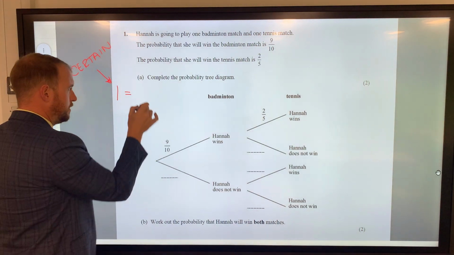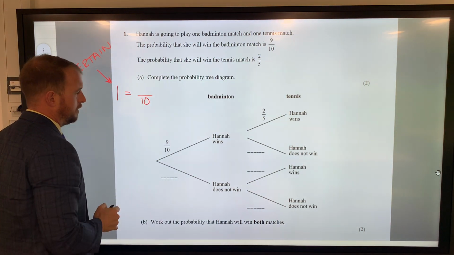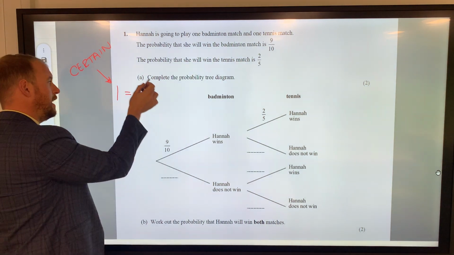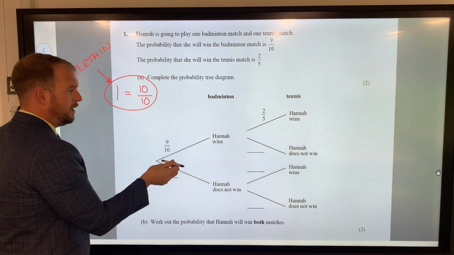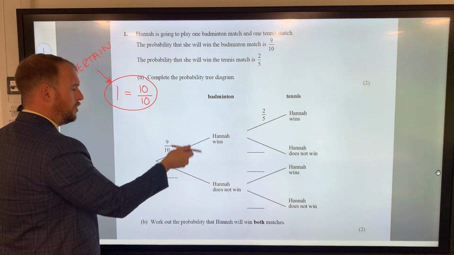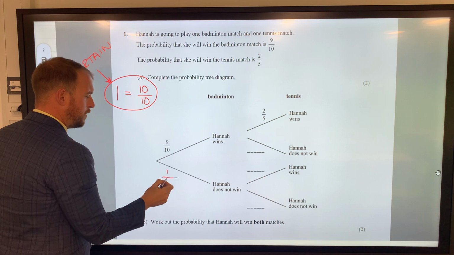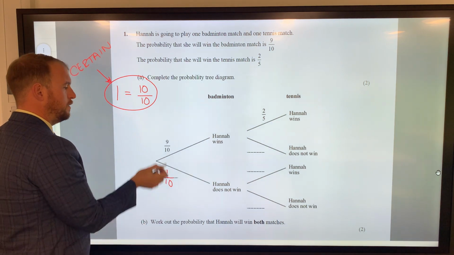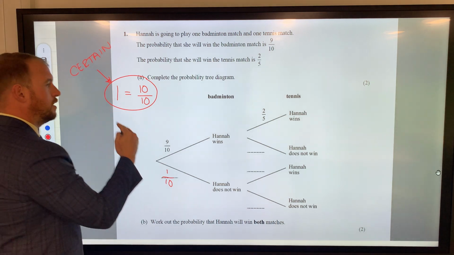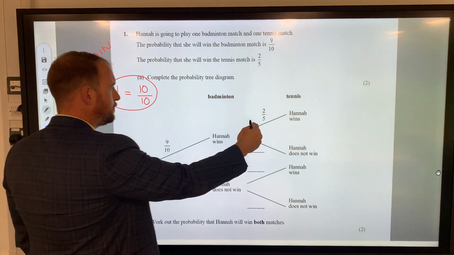But with these fractions, we're dealing with tenths. So how many tenths does it take to make a whole number? It's 10. So the probability of Hannah winning is 9 out of 10, and the probability of not winning would be 1 out of 10, because both of these add up to make 10 tenths.